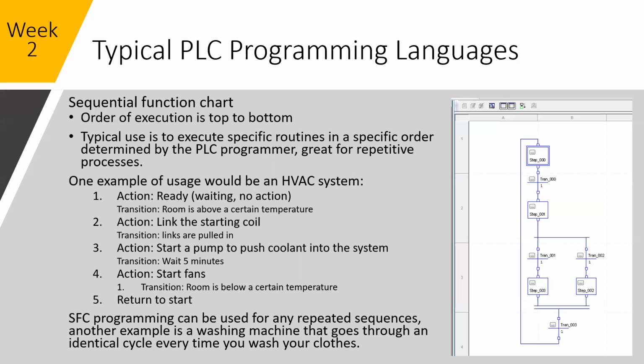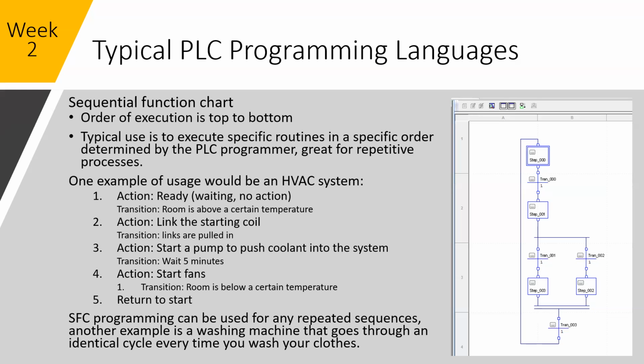If transition 1 is true and transition 2 is false, we'll wait for the transition. So if we're in step 0 and transition 1, no, sorry, that's transition 0. If transition 1 is true, step 3 will execute. If transition 2 is false, then step 2 won't execute. No, so these will kind of flow in parallel.